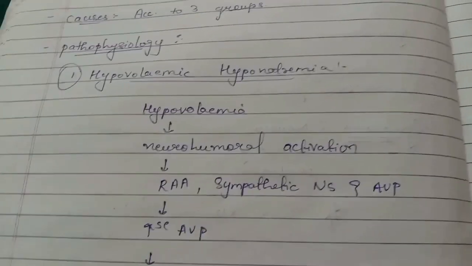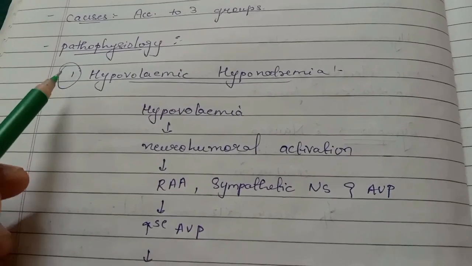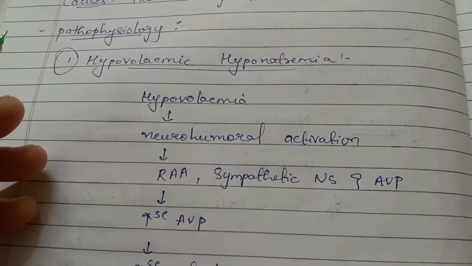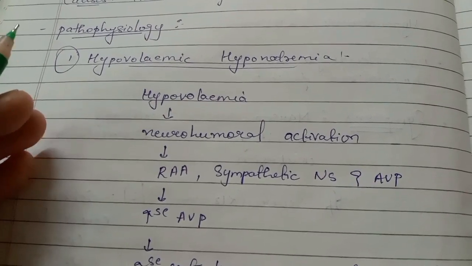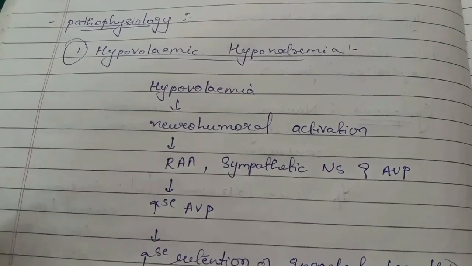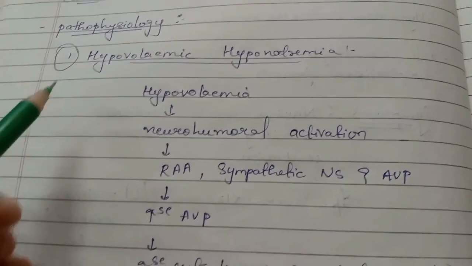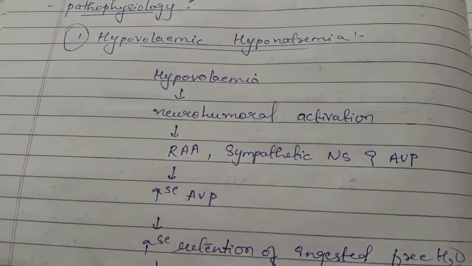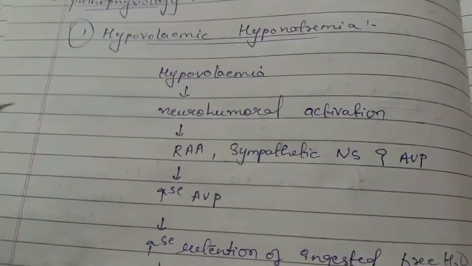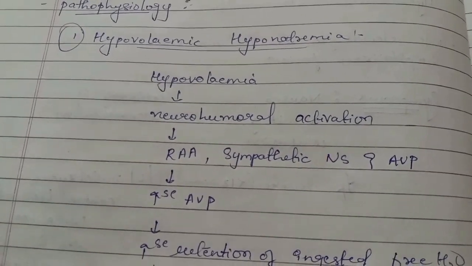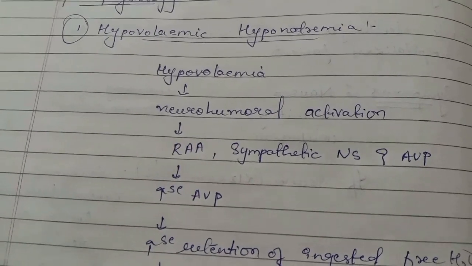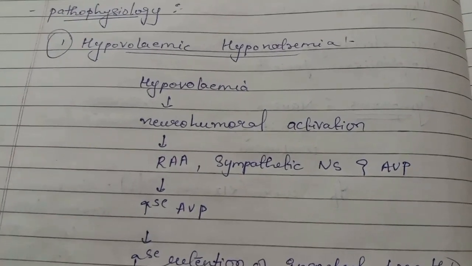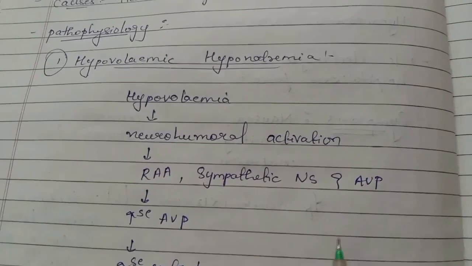Hi guys, let's continue the pathophysiology of hyponatremia. The pathophysiology is also divided according to the three groups that I told you earlier: hypovolemic hyponatremia, hypervolemic hyponatremia, and euvolemic. But it is almost the same. As I said, it is mostly caused by an increase in AVP, arginine vasopressin. You remember this arginine vasopressin?